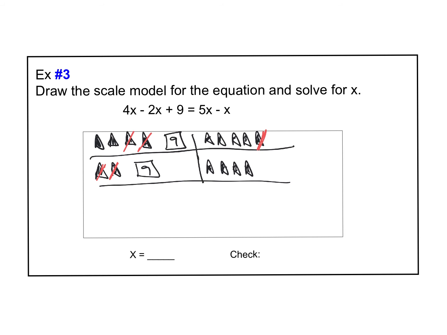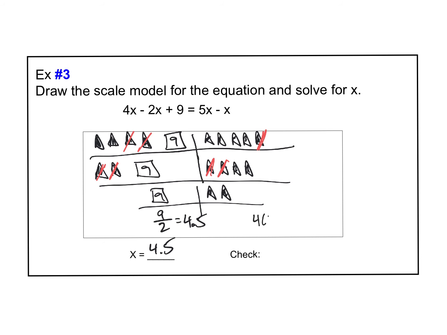I can remove 2 triangles from both sides. So now I have a 9 balanced with 2 triangles. So 9 divided by 2 is 4.5.